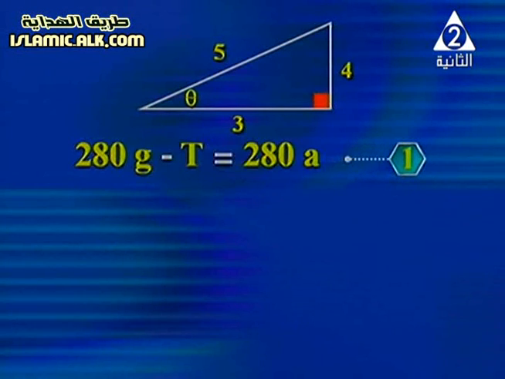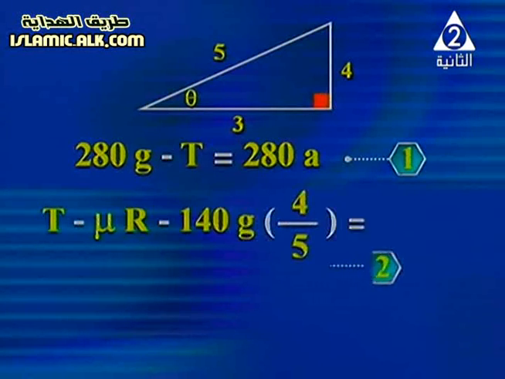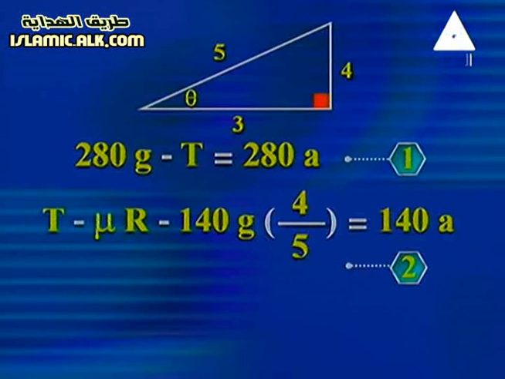Then the second equations, by substitution about 280g minus t equals 280a. After that, the second equation of motion: t minus mu r. Mu r, what is the mu? Coefficient of the friction. Mu r minus 140g times sine theta 4 over 5 equals 140a.